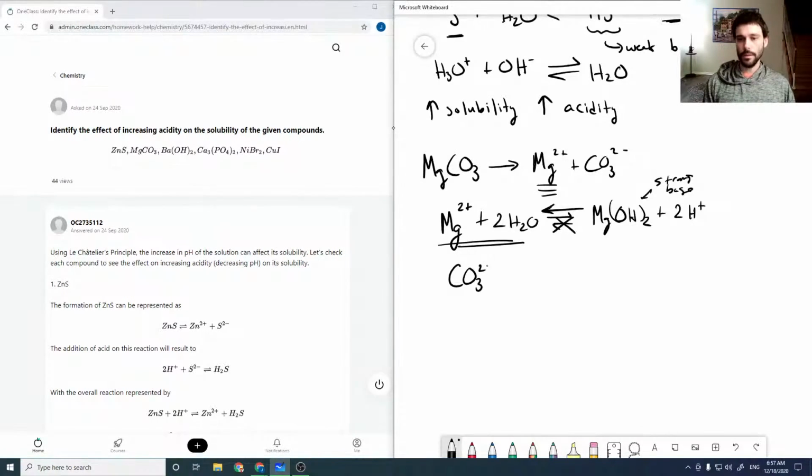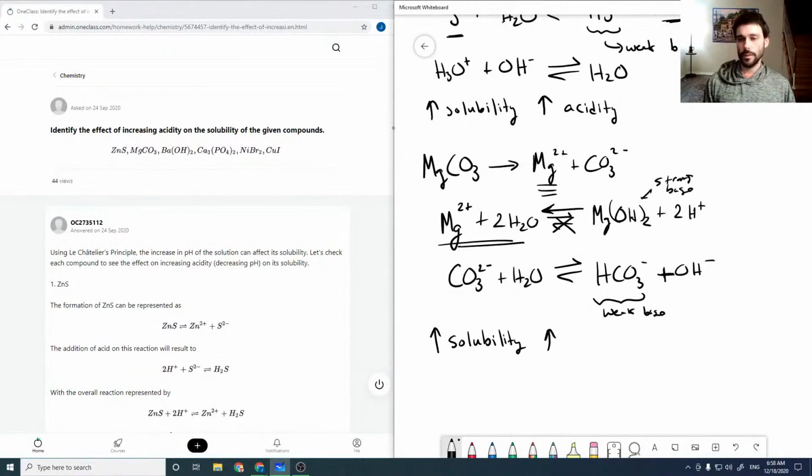While CO3 2 minus, if we combine it with water, we will get HCO3 minus plus OH minus. This is a weak base. And so this will go. So we're going to get a basic solution, and so we're going to get increased solubility with increased acidity. Okay, so for a basic salt, increasing the acidity will increase the solubility.